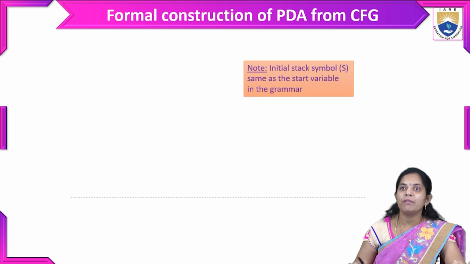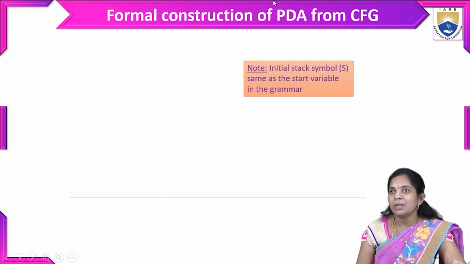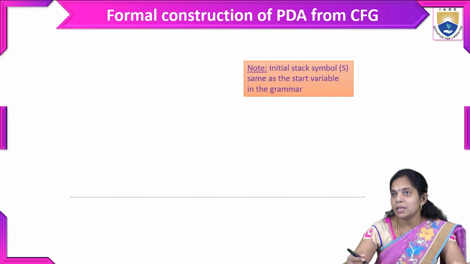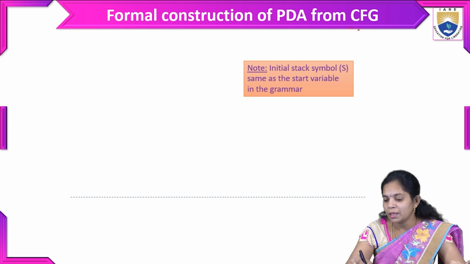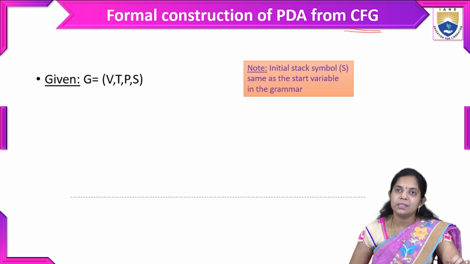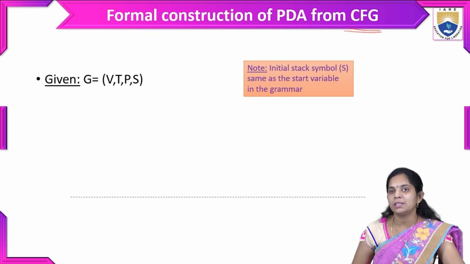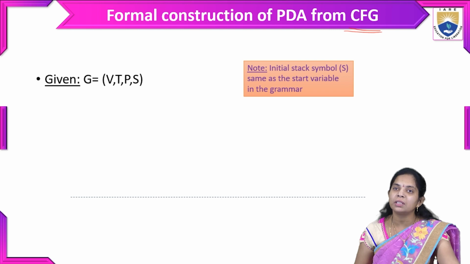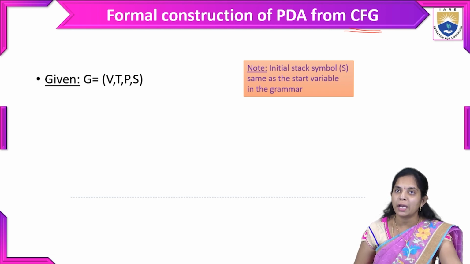So here we have the formal construction of a pushdown automata from a CFG. What is the input here? There is a CFG. The input is in the form of a four-tuple notation, like G is equal to (V, T, P, S). V is the non-terminals, T is the terminals, which are the input symbols, P is the production rules, and S is the start symbol.